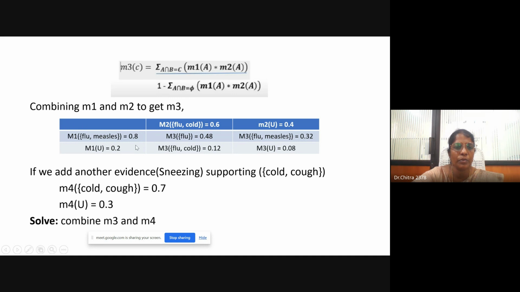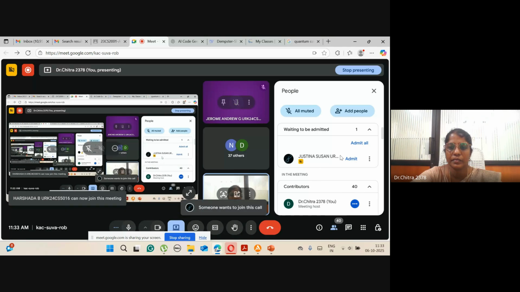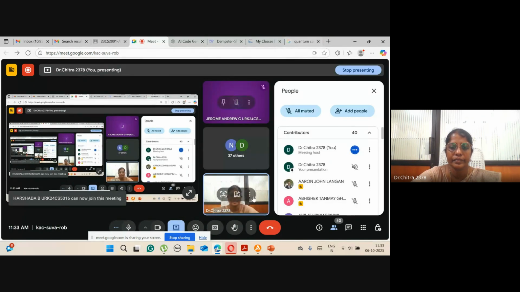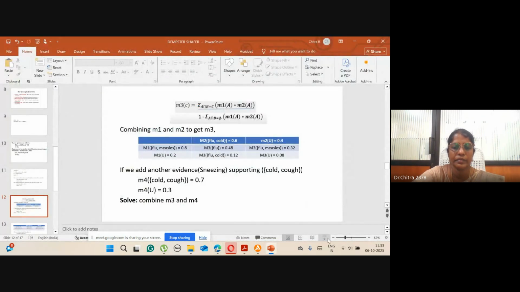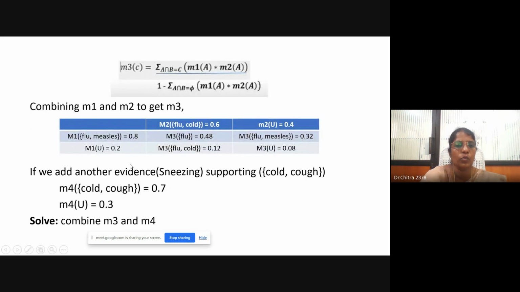One side you take one possibility, that is M1. On the other side you take M2. If the row is M1, the column will represent M2. Now here you see 0.8, 0.2. I have written that one. Flu and measles is 0.8, and the uncertainty for this one, not happening, is 0.2. Similarly, M2 is flu and cold, 0.6, and the opposite is 0.4. If you add these two, you'll get 1, and similarly, if you add these two, you'll get 1.